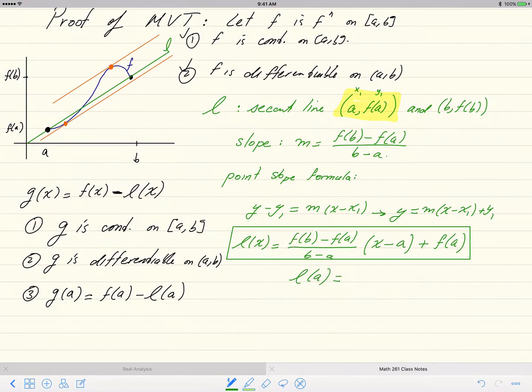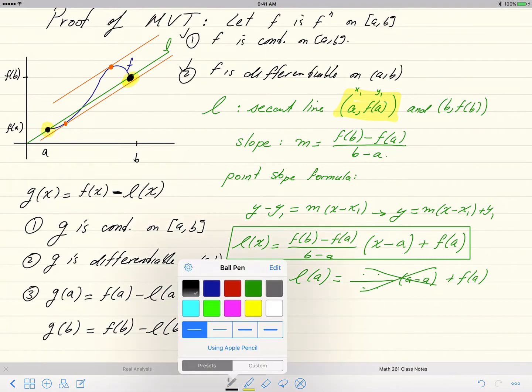What happens is you get the slope times x minus a plus f of a. This is 0. So L of a equals f of a. So the difference is 0. And if you plug in g of b, that's basically f of b minus L of b. And again, coming up here to the graph, right here and right here, they have the same y value. Again, f and L meet.